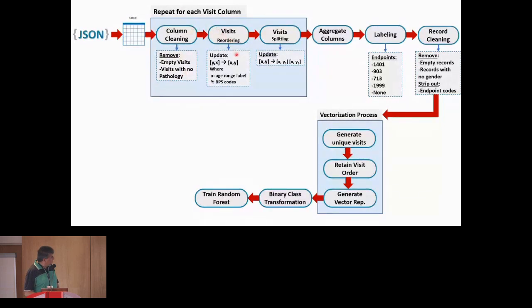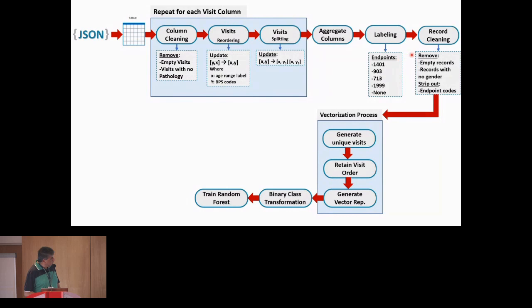For each visit recording, as you see, we have the Y and the X. The X is the age range, which is the structure of the data, and the Y is the pathology code. Some visits have more than one pathology code, so we split them into a number of visits within the same visit. Then we aggregate all of these columns, labeling the endpoints such as 1401, and the none label is also assigned to each record.